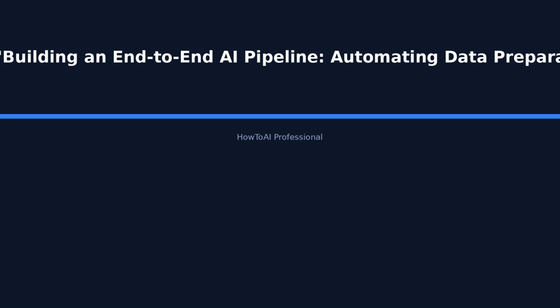Feature engineering is another critical aspect of data preparation. It involves selecting the right features from your dataset that will help your model learn better. Tools like Featuretools can help automate this process by automatically creating new features based on existing ones. This can save you significant time and improve model performance.